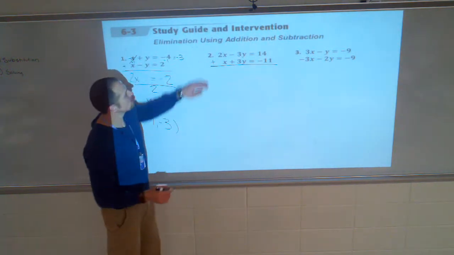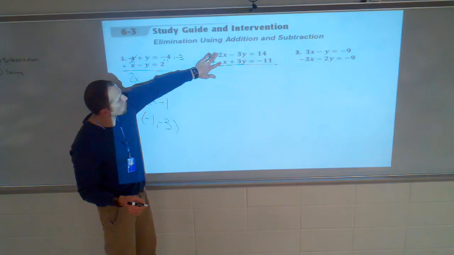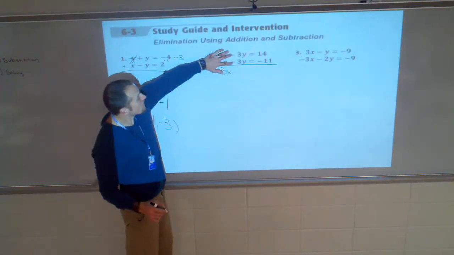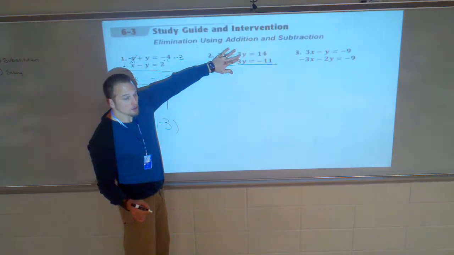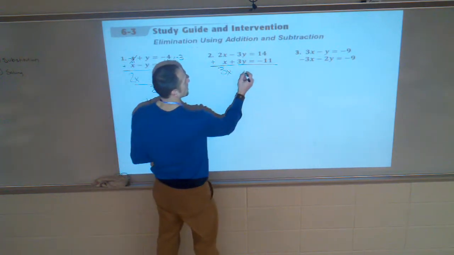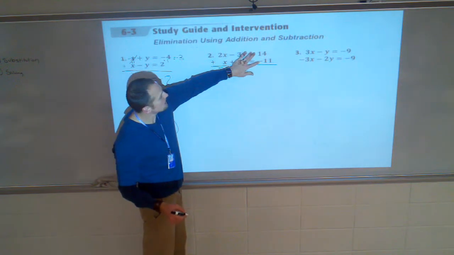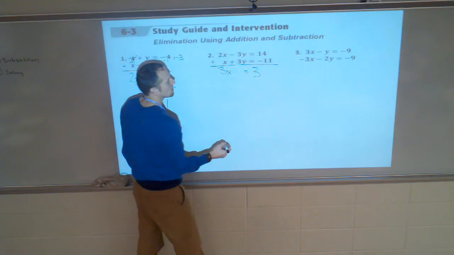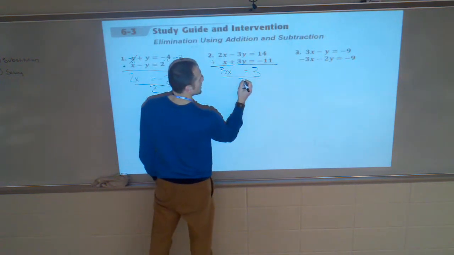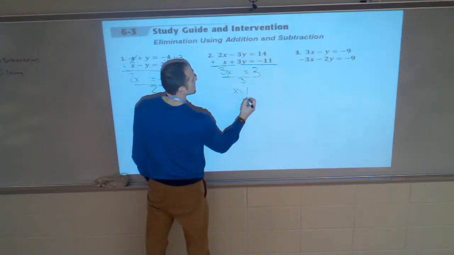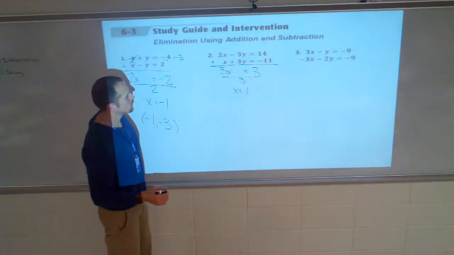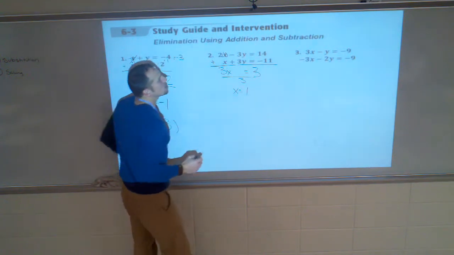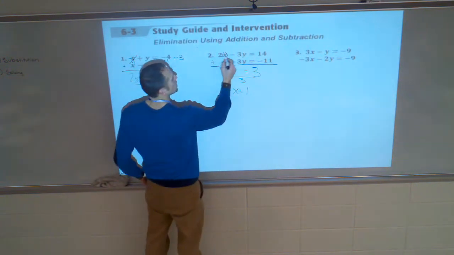I'm going to add this. 2x plus 1x is 3x. Negative 3y plus 3y, those will cancel at 0. And 14 minus 11 is 3. Next step, divide by 3. X equals 1. Now, I'll sub this in. 2 times 1 equals 2.